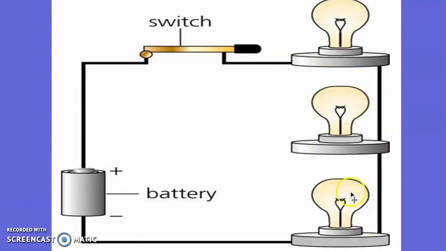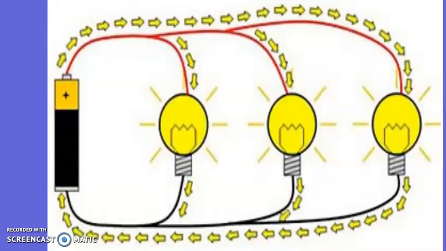If this will be broken, then of course these two here will not work anymore because there's only one path of electricity. And here, 5, 4, 3, 2, 1. This is a parallel circuit, and if this is broken, still these two will work because it has two or more paths.